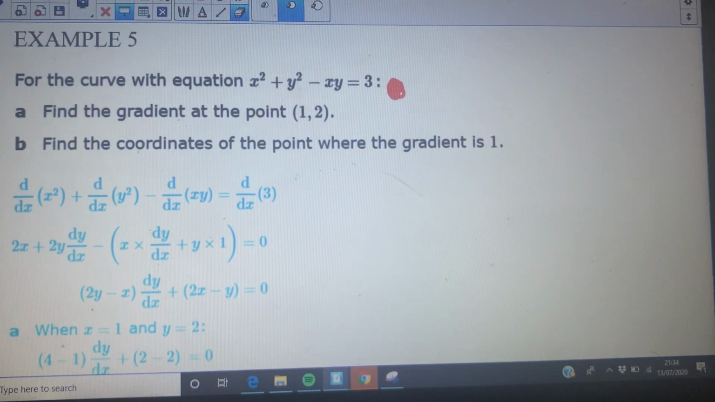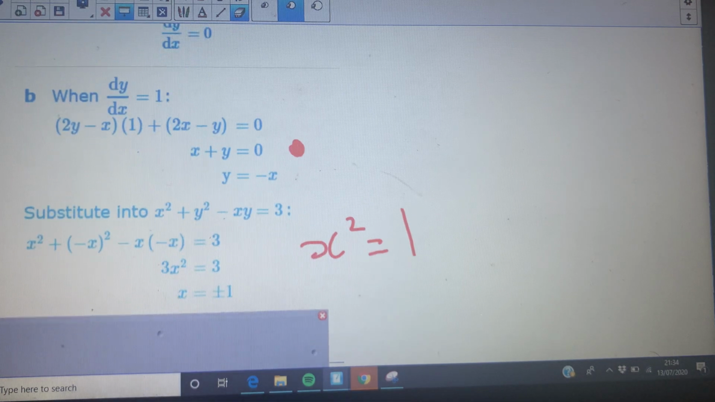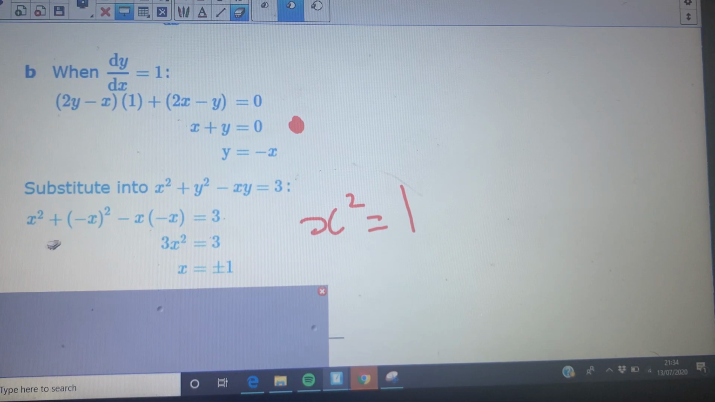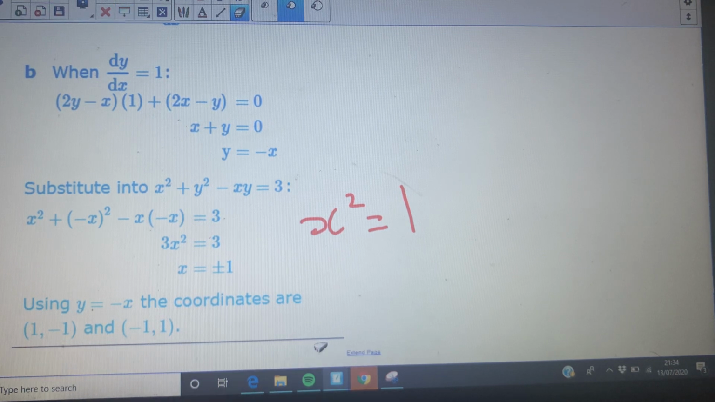Now by all means, put it back into this really horrible equation here. That would be harder. Or just put it back into your much simpler relationship, y is minus x. So when x is 1, y will be minus 1. When x is negative 1, y will be positive 1. So they're your two coordinates.